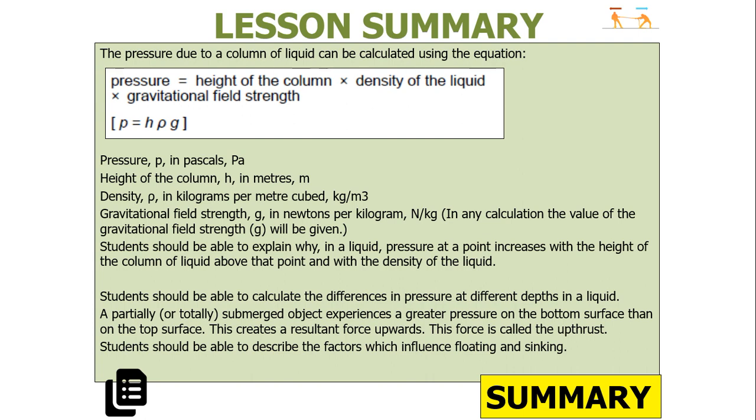Now, you should also be able to calculate differences in pressures at different depths in a liquid, and understand that a submerged object experiences a greater pressure at the bottom of its surface than on its top surface. So there's an imbalance in the pressure, and the only thing that causes a change in pressure is a resultant force. So that change in pressure produces a resultant force upwards, and we call that force upthrust, which links into how objects will float and sink.